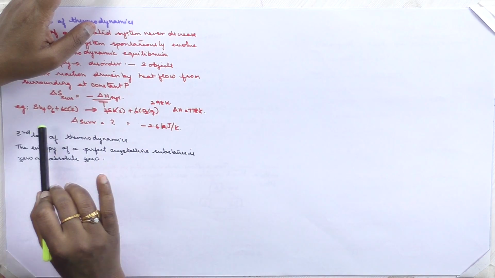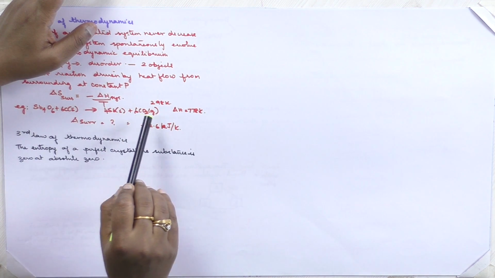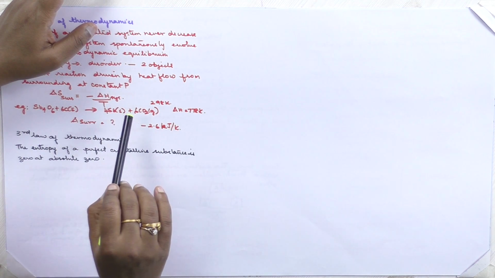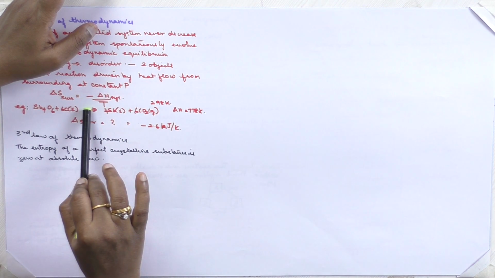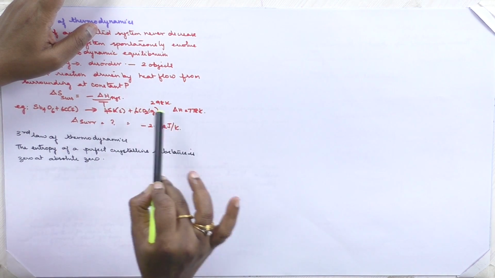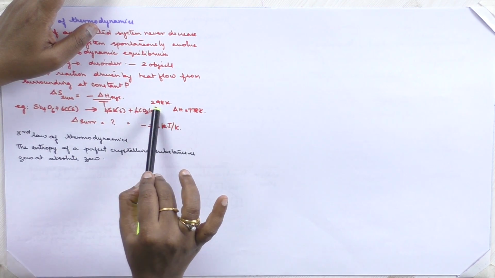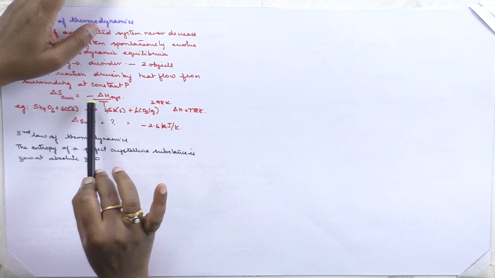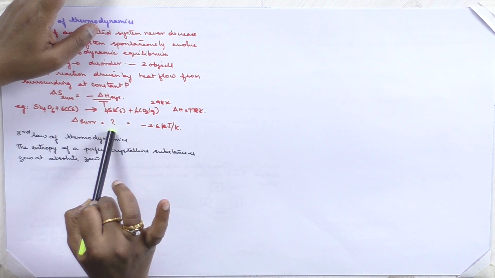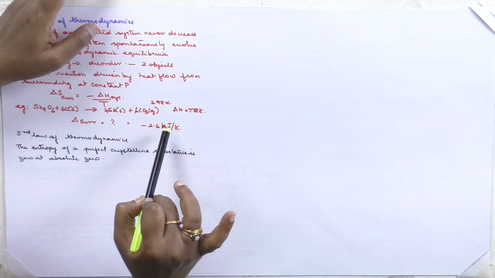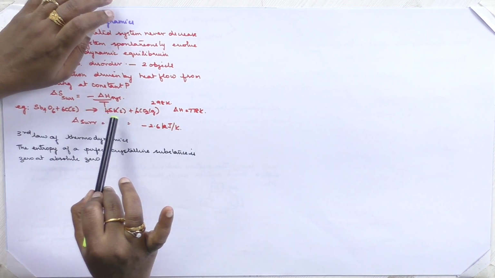Now if you look at this reaction, it says what the temperature of the surroundings is. Here you need to substitute into the formula minus del H divided by T. Del H in this reaction is 778 and the temperature is 298 Kelvin. When you substitute 778 divided by 298, you get the del S surrounding answer as minus 2.6 kJ per K. This is how you calculate del S surrounding.